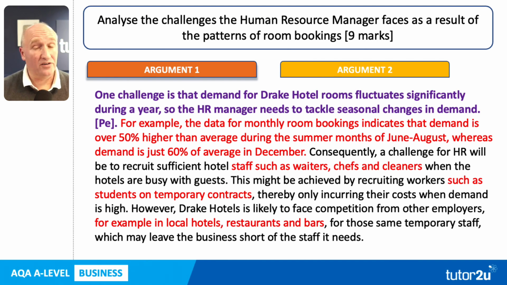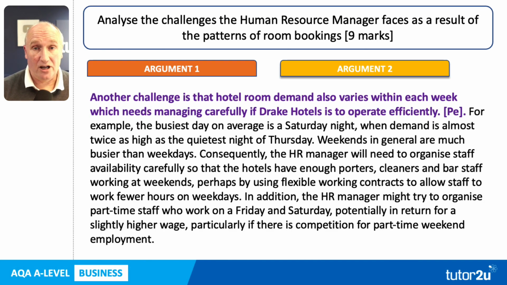Well, that's one argument. We've dealt with one piece of the data. There was some more data there that talks about how, on average, how busy are the hotels on each of the seven days of the week? And I mentioned what the data showed, so let's see how this point develops. Another challenge is that hotel room demand also varies within each week, which needs managing carefully if the business is to be efficient. So let's explore this particular challenge.